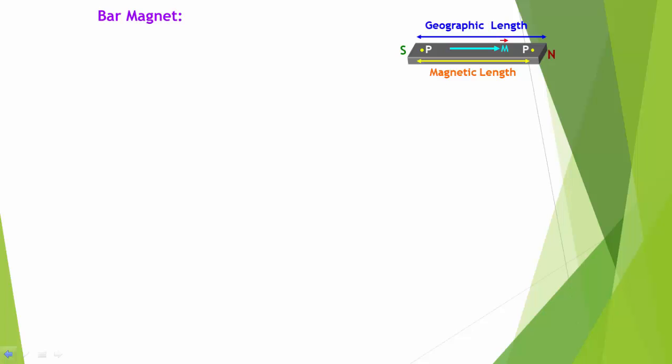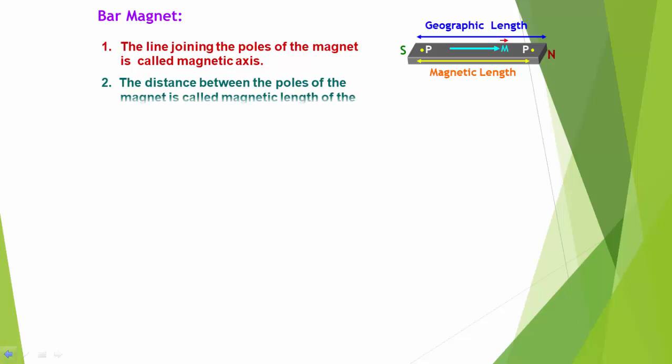The poles are situated at the concentrated points. The line joining the poles of the magnet is called magnetic axis, and the distance between the poles of the magnet is called magnetic length. Remember these points because they come as 1 mark questions. The line joining the poles of the magnet is called magnetic axis, and the distance between the poles of the magnet is called magnetic length of the magnet.